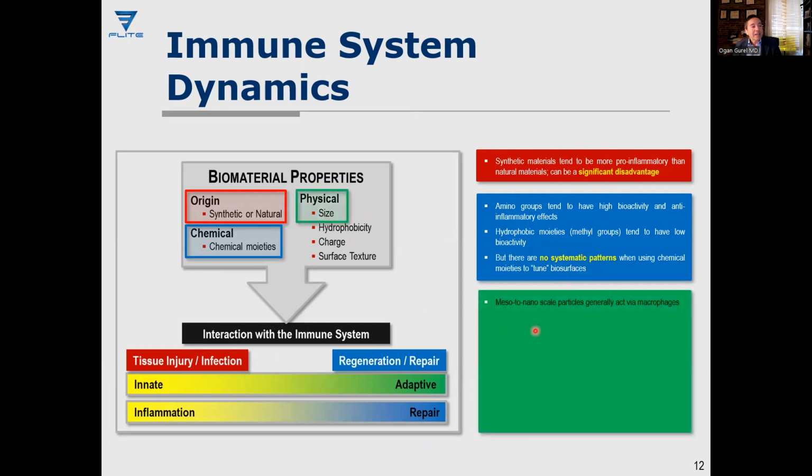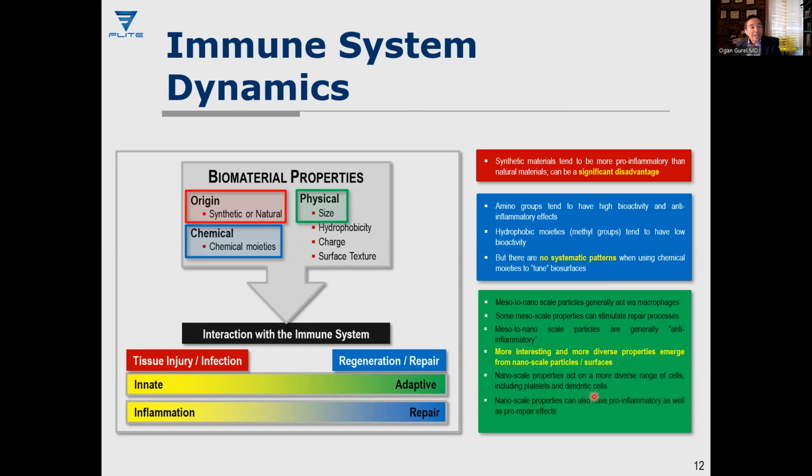If we look at the size, meso to nanoscale particles generally act on macrophages. Some mesoscale properties can stimulate repair processes. These are generally anti-inflammatory, but the more interesting and more diverse properties emerge from nanoscale particles and surfaces. They act on a more diverse range of cells, including platelets and dendritic cells, and they can be pro-inflammatory as well as pro-repair effects. And more complex surfaces tend to have more biological effects.